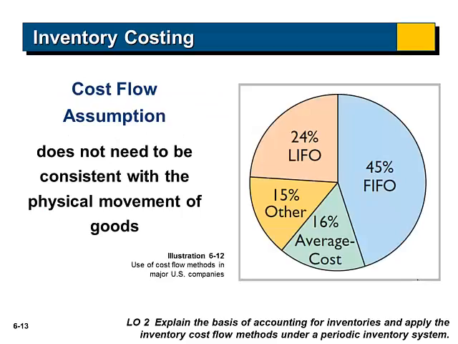What most companies do is they use a cost flow assumption. And cost flow assumptions do not need to be consistent with the physical movement of goods. So we're going to talk about the 3 different cost flow assumptions: FIFO, LIFO, and average cost. And you can see that most companies on this pie chart use either FIFO, LIFO, or average cost.